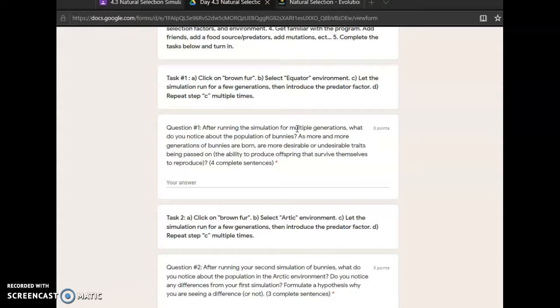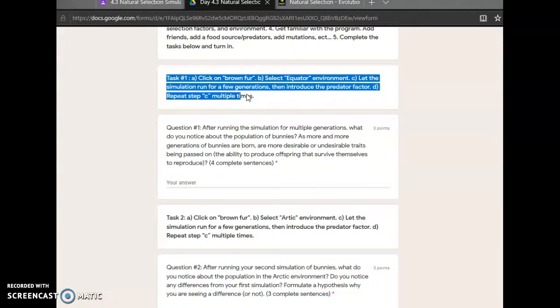So after running the simulations for multiple generations, what do you notice about the population of bunnies? As more and more generations of bunnies are born, are more desirable or undesirable traits being passed on? And I'm talking about the ability to produce offspring that survive themselves to reproduce again. Four complete sentences. So let's go to our simulation.